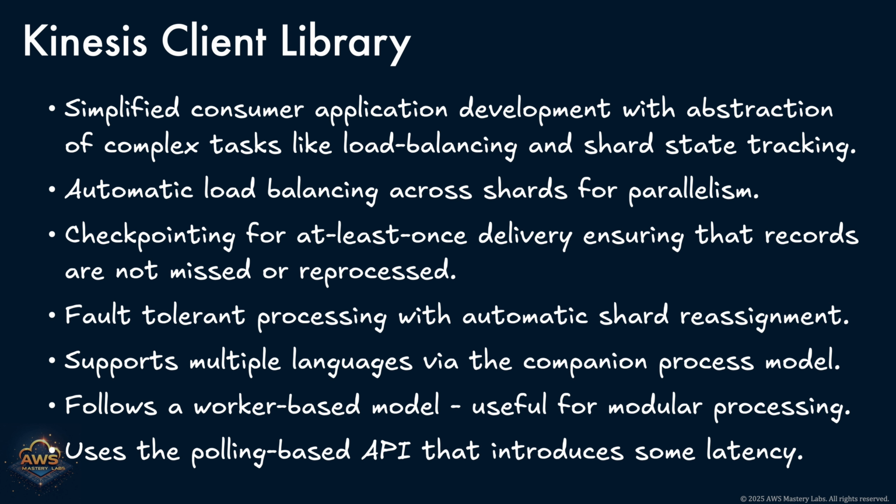One of the most important features of KCL is its automatic load balancing. When you deploy multiple KCL instances, say across different EC2 instances or containers, they collaborate to divide up the work of processing shards. This dynamic distribution not only scales horizontally, but also ensures resilience. If one worker goes down, others seamlessly pick up its workload.